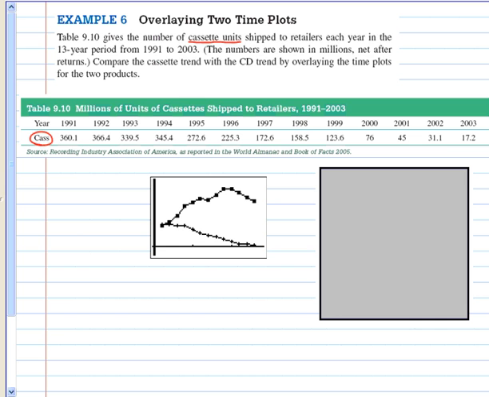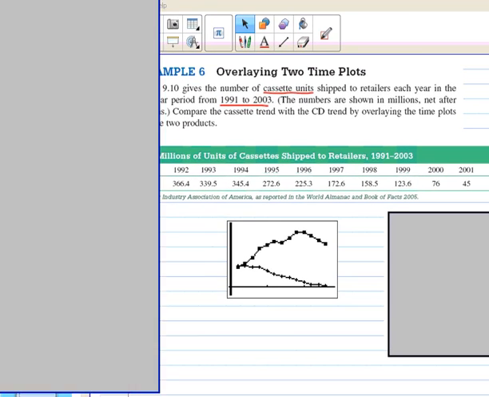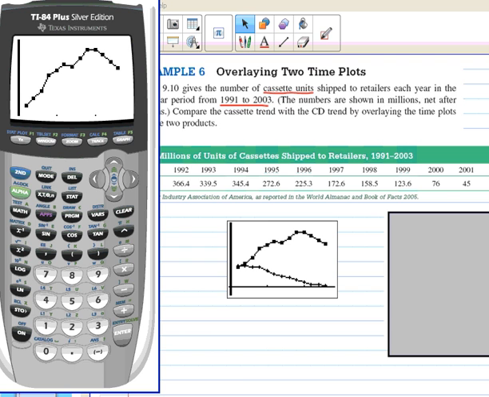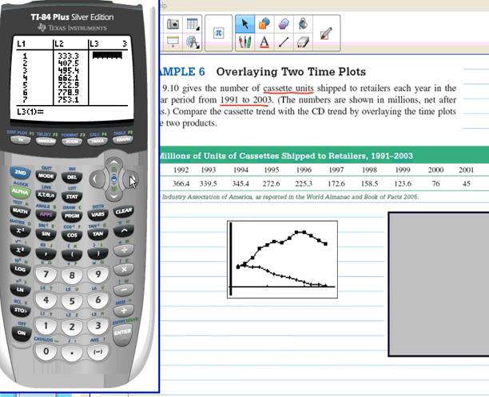So here's our cassettes. Each year, 13-year period, 1991 to 2003, the same period as those CDs that we were doing. They want us to do an overlapping trend. Let's go back to our calculators. And let's put in our CD sales. So if I go back to my stat and edit, list 3, let's make it our cassettes.